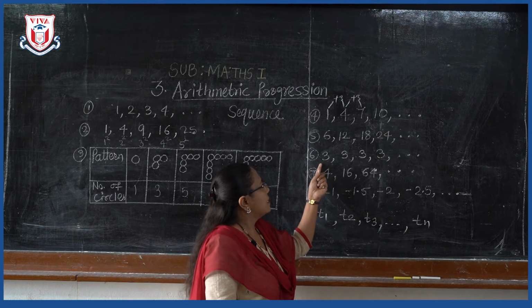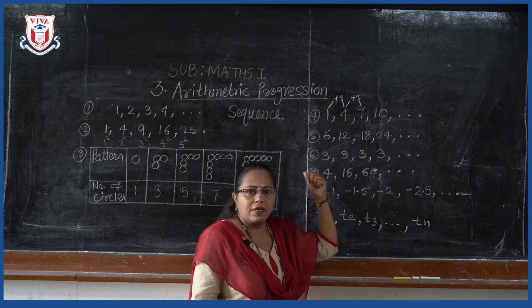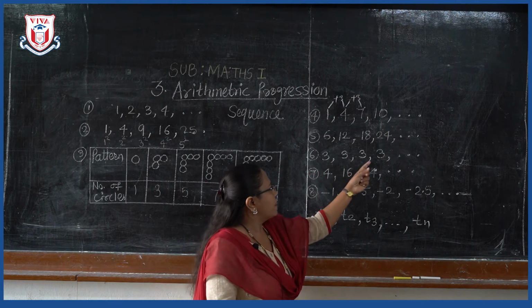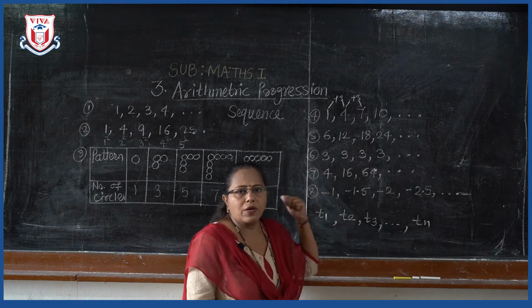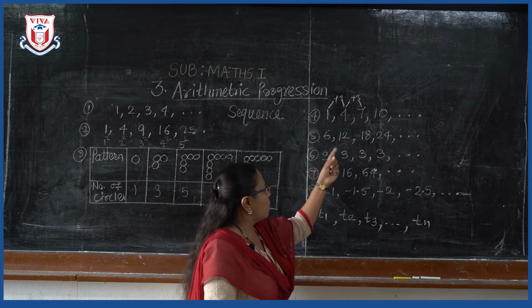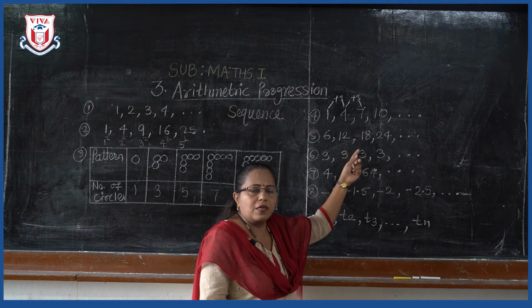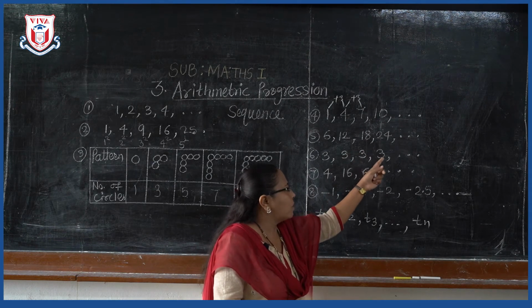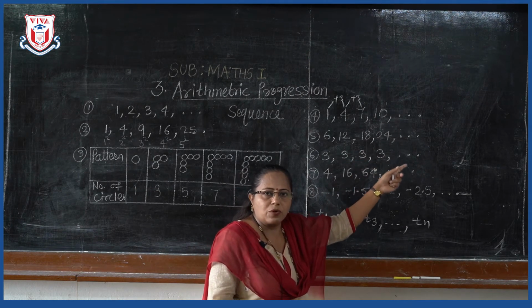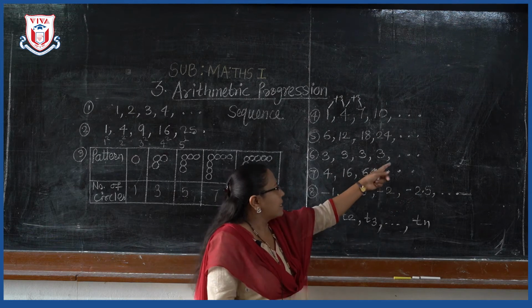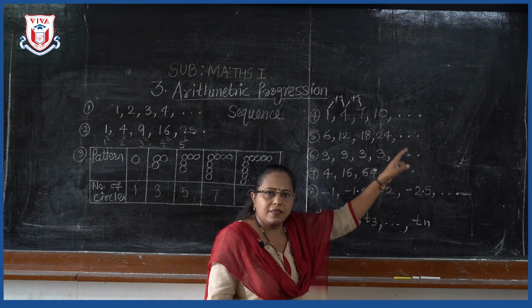Here 3, 3, 3, 3, 3. Even if you see the same number, there is also one order relation. 3 plus 0, 3. 3 plus 0, 3. 3 plus 0, 3. So every time 0 is added. So the next term you will get is 3, then 3, like that.